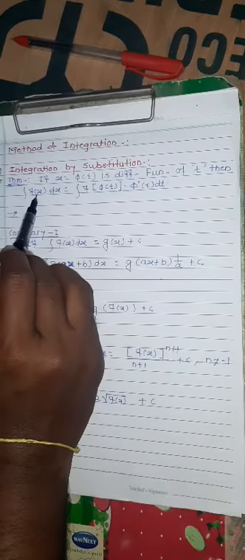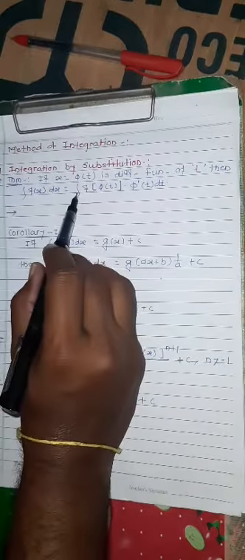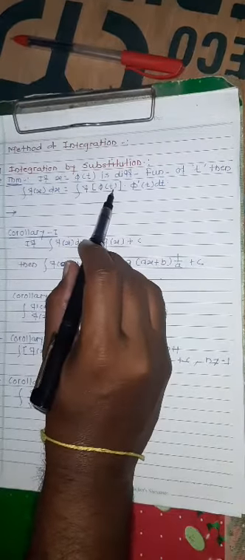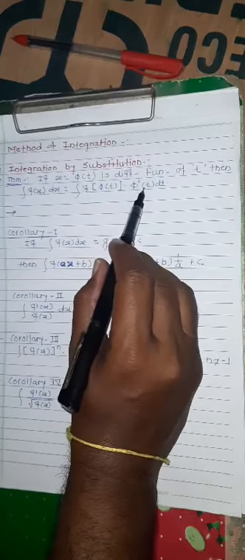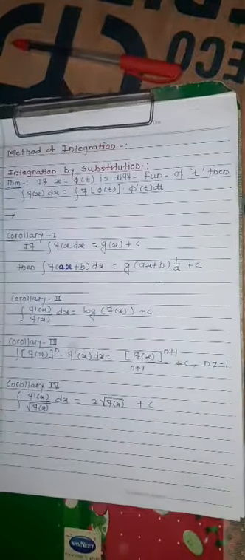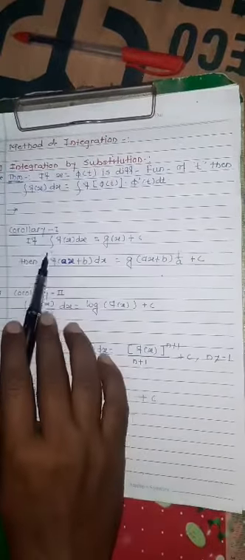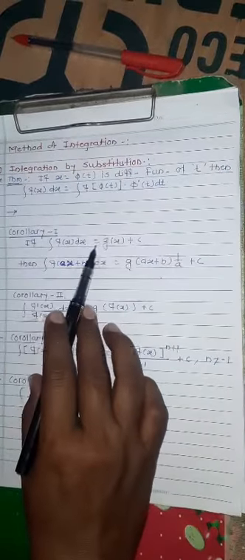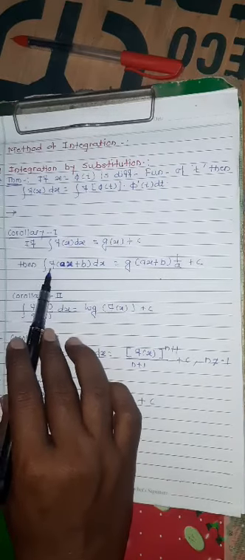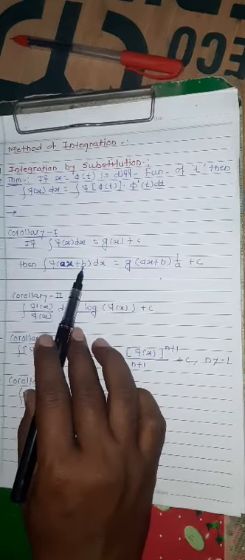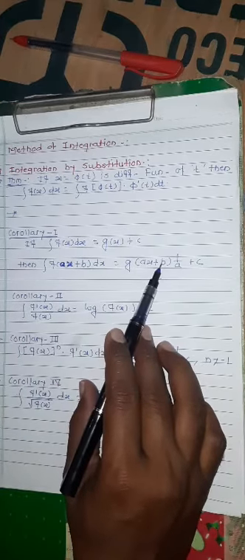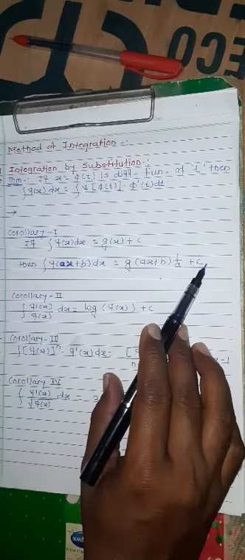The integration of f of x dx is equal to the integration of f of phi of t into phi dash of t dt. Now the corollary of this theorem is that suppose the integration of f of x dx is g of x plus c, then the integration of f of ax plus b dx is equal to g of ax plus b, times 1 upon a, plus the constant of integration c.